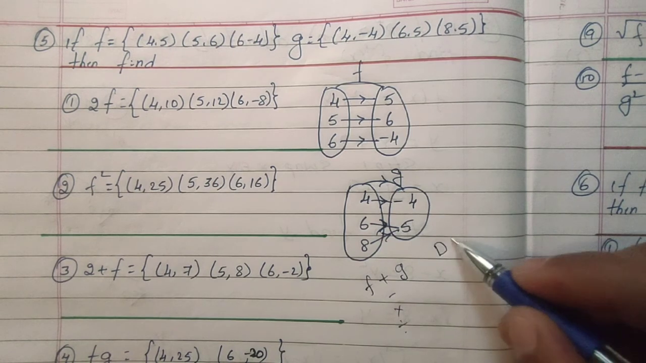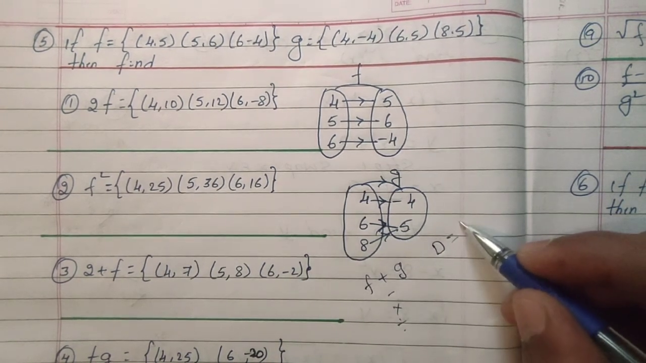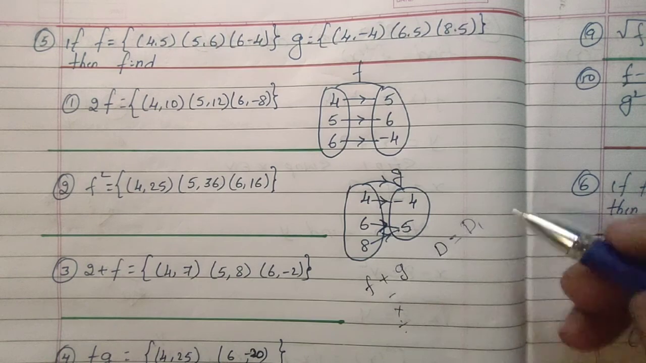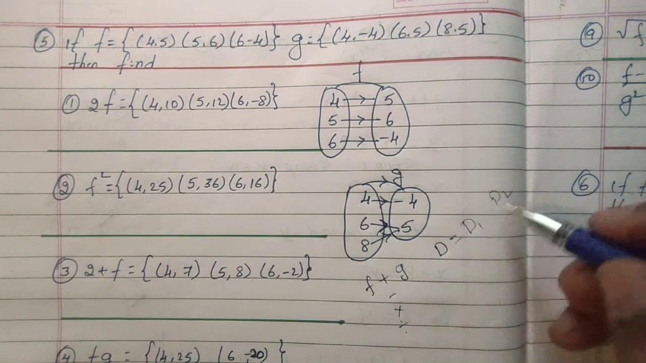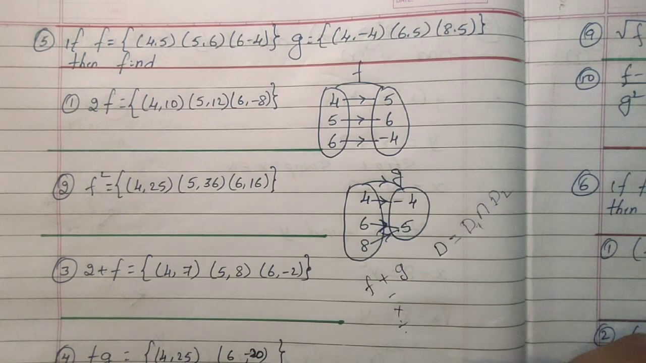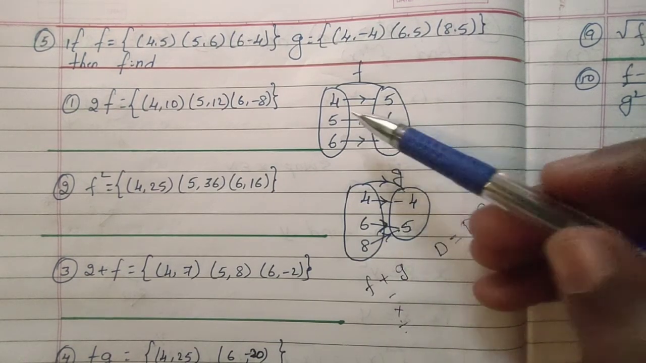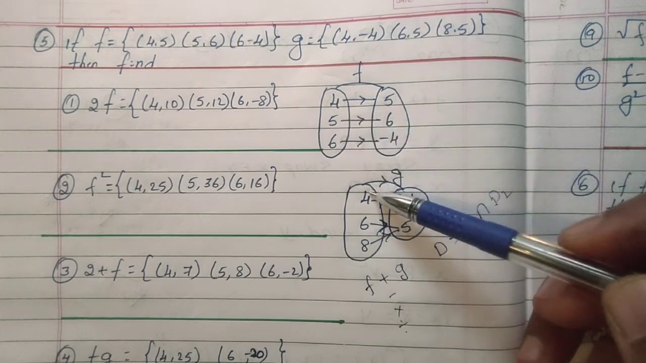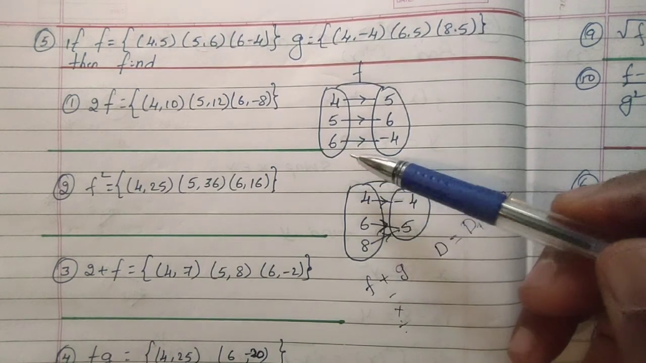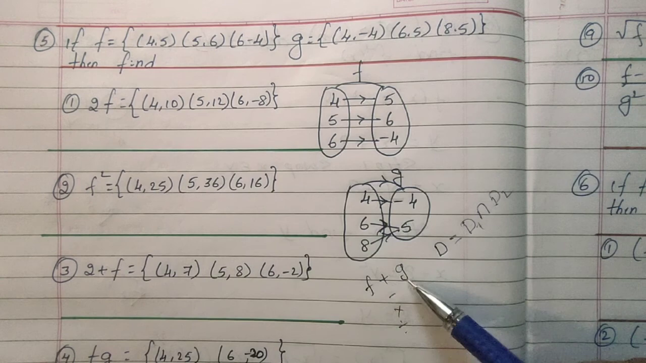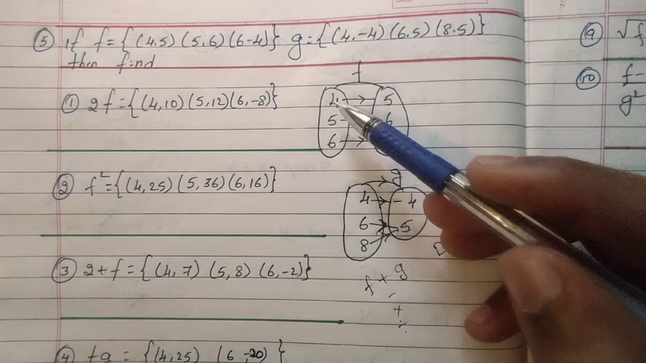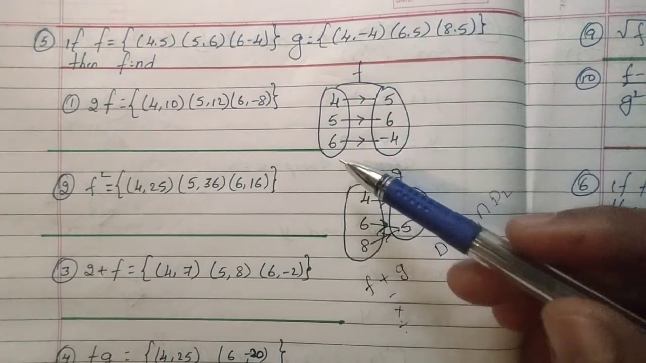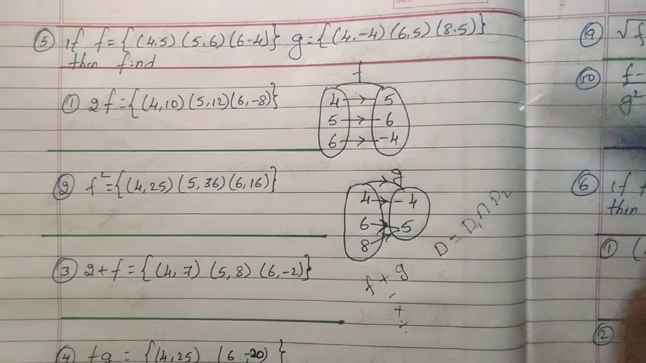Here, for both functions we should take the common domain. D1 is the domain of f and D2 is the domain of g. In this we should take only the common domain. Okay, now let us come to here. For the f and g functions, which are the common elements in the domain? 4 is common, 6 is common. So when you are combining the f and g functions, your domain should be 4 and 6, because these 4 and 6 are the common domain between the f and g functions.